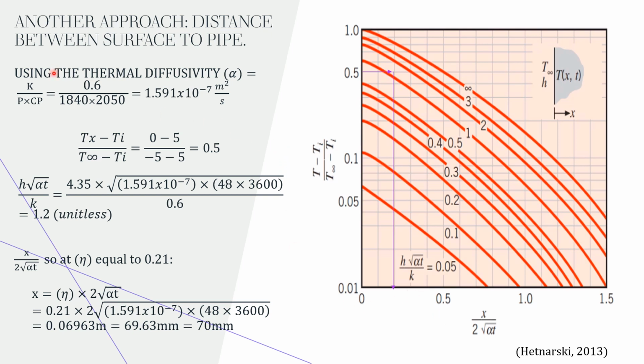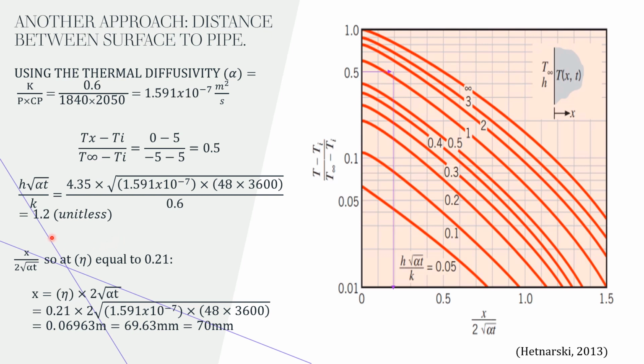So using the thermal diffusivity, which is alpha, is equal to the thermal conductivity of the soil divided by the density of the soil multiplied by the heat capacity, which is equal to 1.591 multiplied by 10 to the power of minus 7. We find the dimensionless temperature, which is equal to 0.5. Note that the temperature here, whether it's used in Kelvin or Celsius, will still be equal to 0.5. But of course, in other cases, Kelvin temperature will be used.